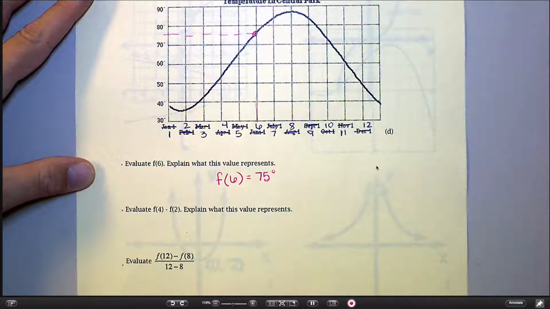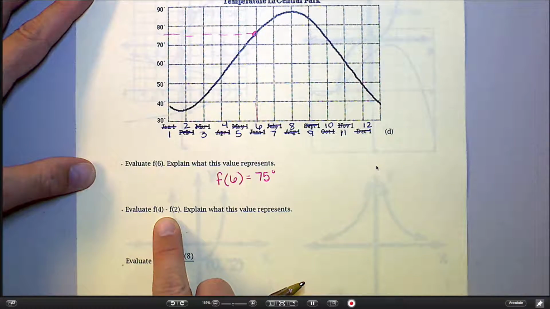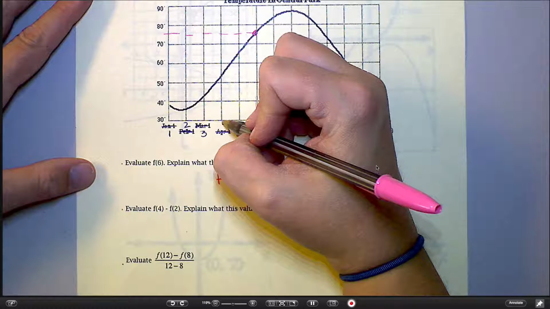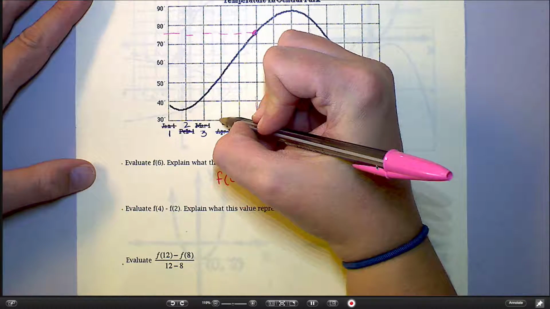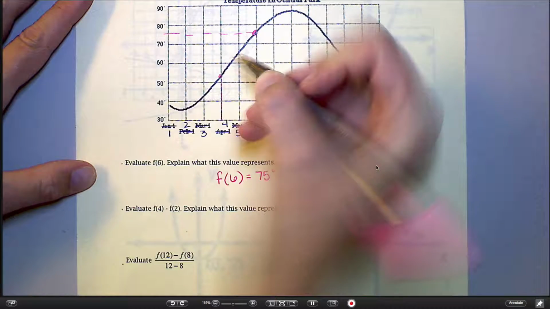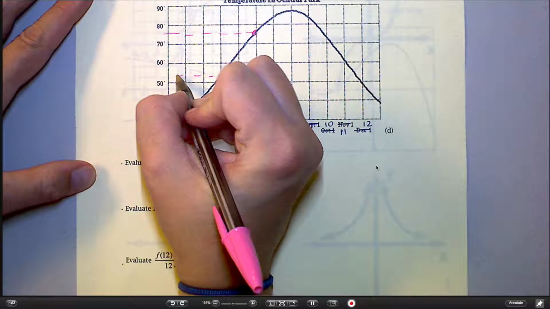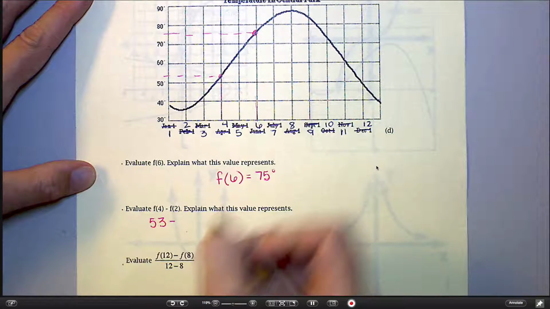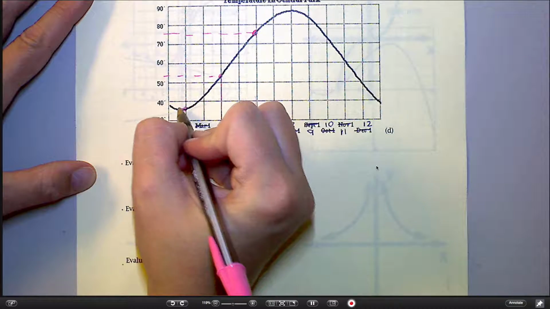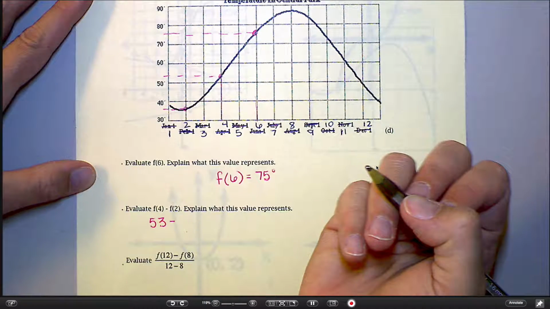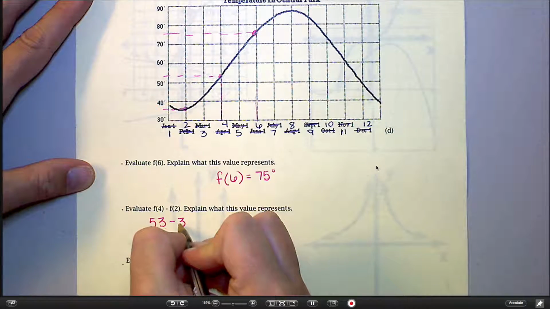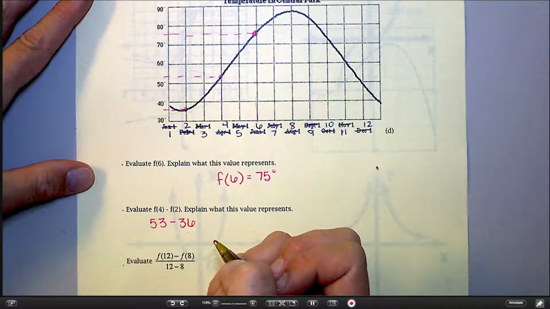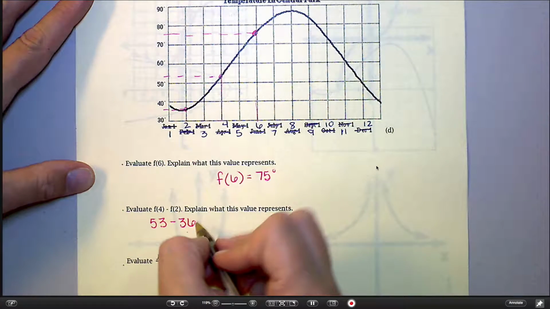So what is this next one asking you to do? F of 4 minus f of 2. Find the temperature for spots at 4 and 2 and subtract them. Good. So f of 4, what do you want to call that? Maybe 53? You agree? So I'm going to go 53 minus f of 2, which is here, 36. You agree? Okay. 53 minus 36. Let's see. I think that's going to be 17. Someone check that for me. Is that right? Okay.